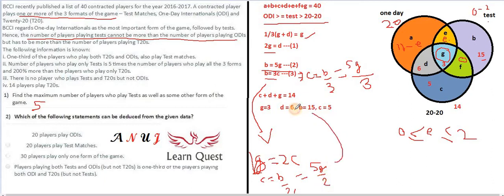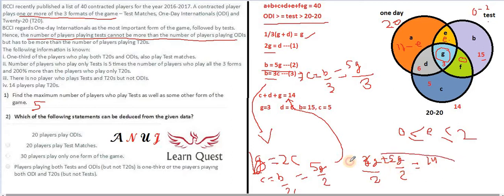And when you put it in this equation, C plus D plus G, you would have got 5G by 2 plus D, which would be nothing but 2G, plus G was G. So 3G plus 5G by 2 is equal to 14, right? So this is nothing but 6G by 2, and 6 plus 5 was 11G by 2. 11G by 2 is equal to 14.